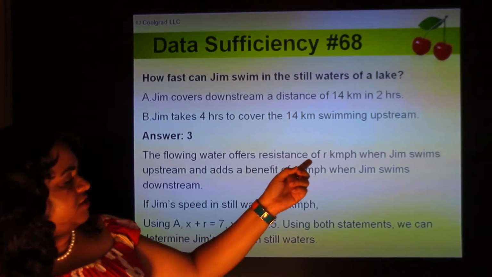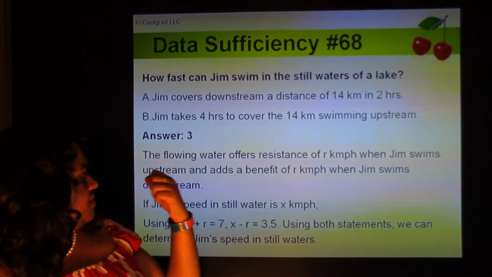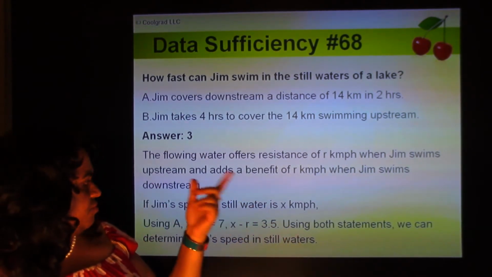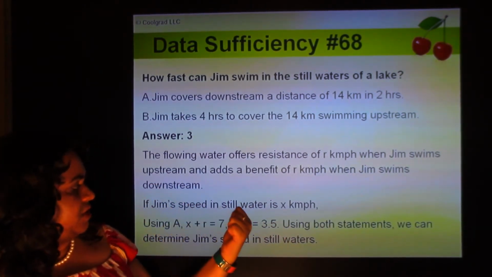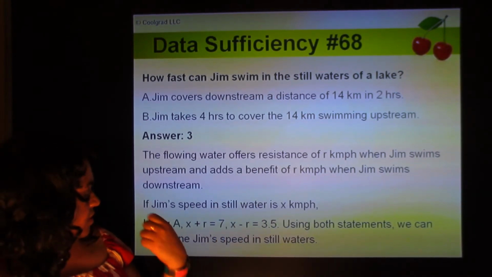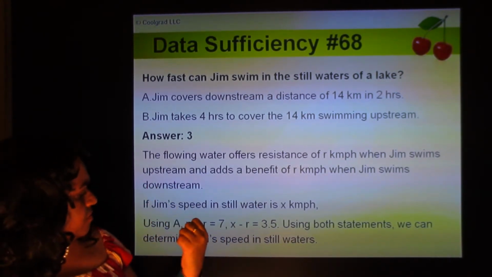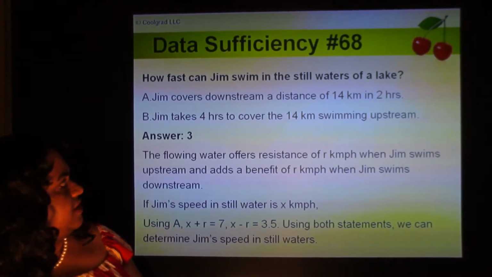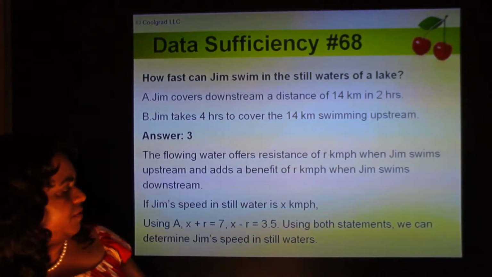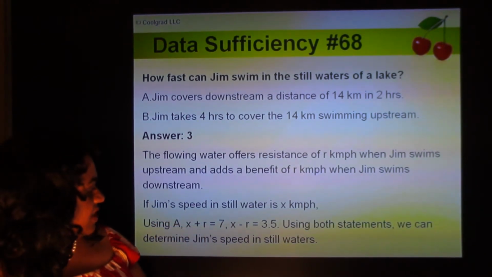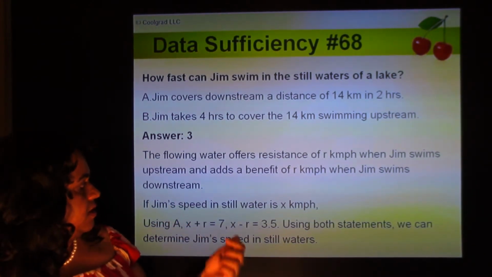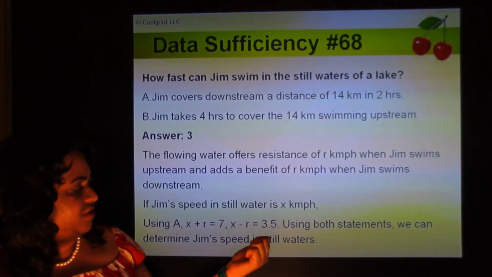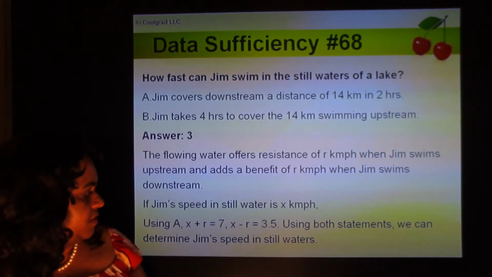Flowing water offers resistance of r kilometers per hour when Jim swims upstream and adds a benefit of r kilometers per hour when Jim swims downstream. Jim's speed in still water is x kilometers per hour. So using statement A, his downstream speed is 7 kilometers per hour, right? x plus r is 7. And upstream is 14 by 4, that is 3.5. So x minus r, minus the resistance, is 3.5.